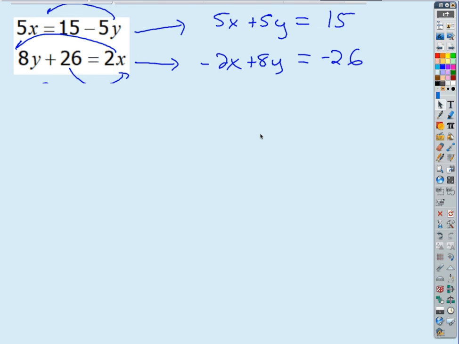Okay, what could we have done to that blue system to make things a little easier? How about that? What if we divide the top equation by 5? Look at that. If I divide everything by 5 in the top equation, what am I gonna get? X plus Y equals 3. Good. What about the bottom one? Divide by 2. And that's gonna give me negative X plus 4Y equals negative 13.